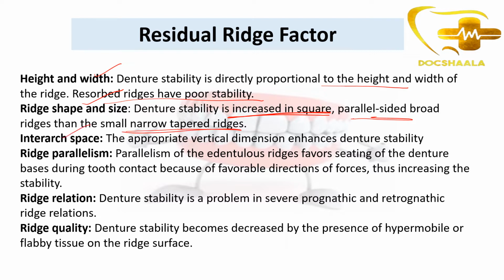Then the interarch space: an appropriate vertical dimension enhances denture stability. Then ridge parallelism: parallelism of the edentulous ridges favors seating of the denture bases during tooth contact because of the favorable directions of forces, which increases stability. Then ridge relation: denture stability is a problem in severe prognathic and retrognathic ridge relations, which should be taken care of. Then ridge quality: denture stability is decreased by the presence of hypermobile or flabby tissue on the ridge surface. We know that.